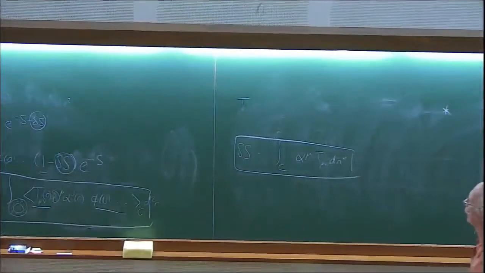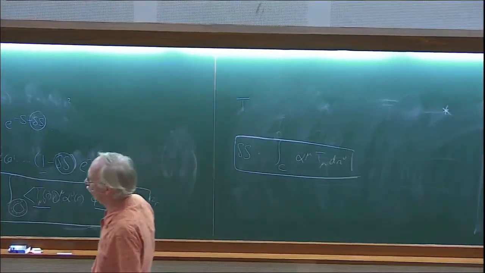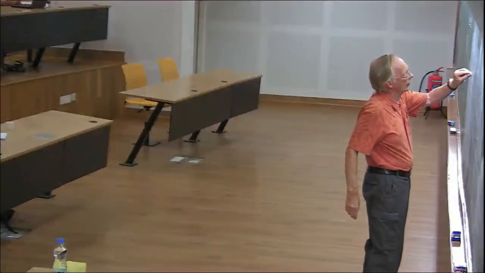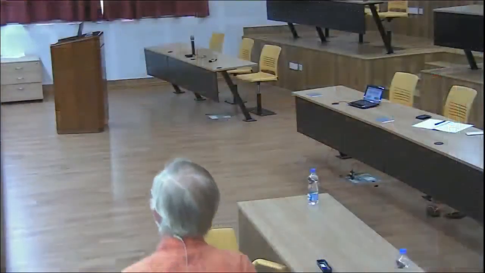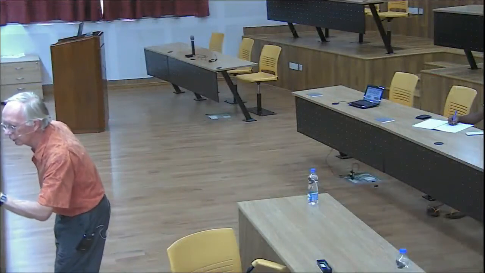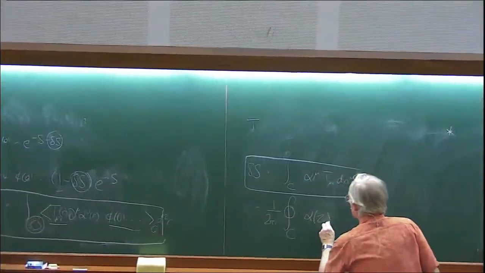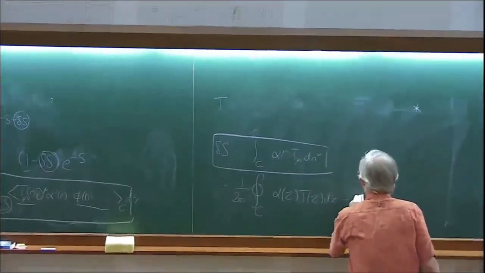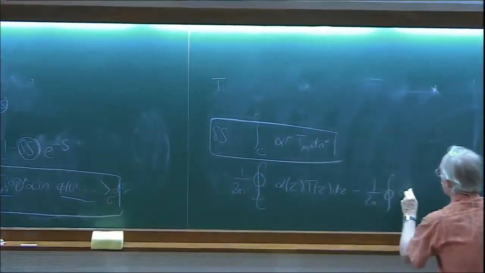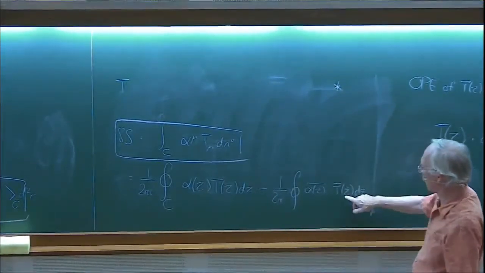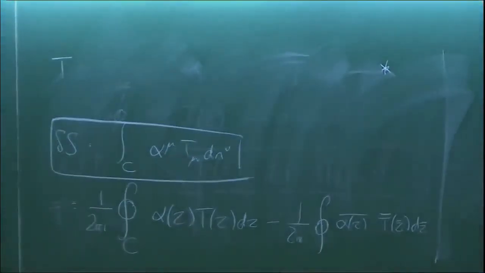Okay, now I want to write this in complex coordinates, and I'm not going to go through the algebra because I think it would just take too long, and it's just algebra. So the point is that this surface integral around C can in fact be written as a contour integral, 1 over 2 pi i, integral, a contour integral around C, thinking of this as a complex contour, alpha of z, T of z, dz, minus 1 over 2 pi i, integral, alpha of z bar, the whole thing complex conjugated, T bar of z bar, dz bar. So here, z bar does mean the complex conjugate, but T bar does not. So this is just algebra, just to go from here to here.